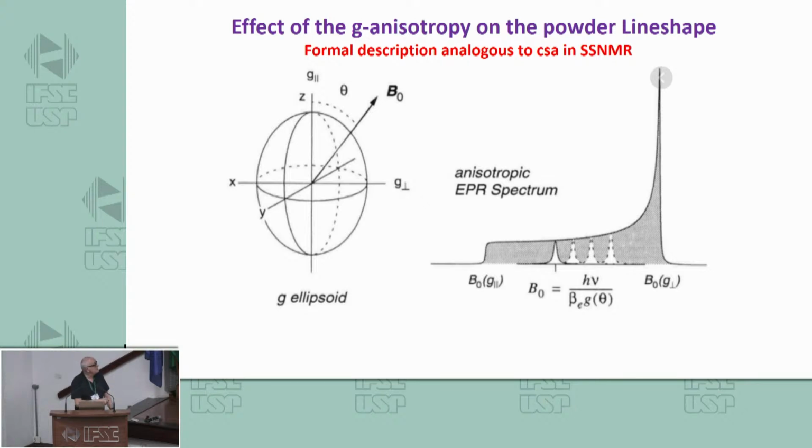So if the crystal is oriented like this, then we measure G perpendicular. If the crystal is oriented parallel, we measure G parallel. So these are two observables that we will get from analyzing solid-state EPR spectra, and that need to be related to structure.